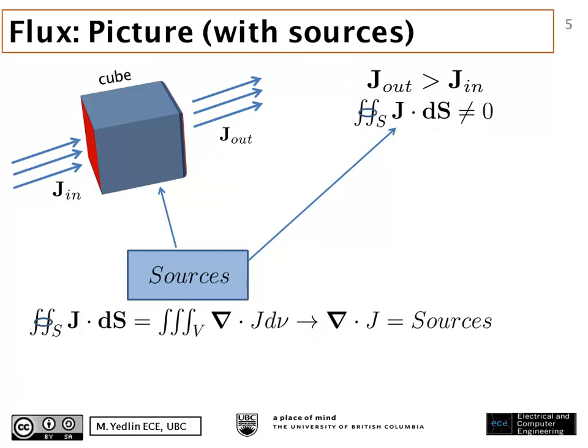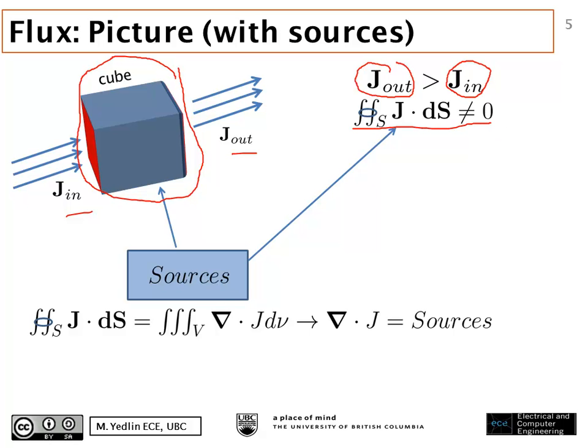Now let's repeat the previous picture where we now pass through this cube here, and J in and J out are different. So J out in this case is greater than J in. So now the net flux is going to be non-zero because we've accumulated some source effects from inside this cube to give us a greater value of J out. So there are sources inside the cube.